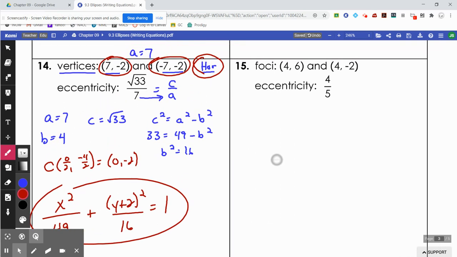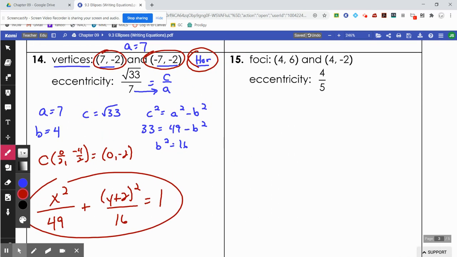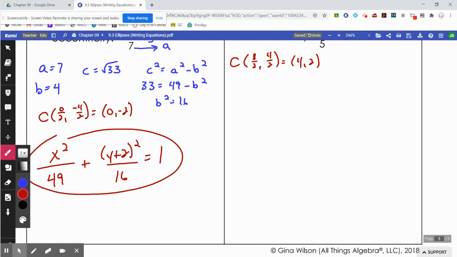And the last one gives you the foci. So let's use that to go ahead and find the center. The center of our ellipse: add your x's, divide by 2, add your y's, divide by 2. So the center is going to be located at (4, 2). So we could go ahead and say that my equation is going to be (x - 4) squared over something, plus (y - 2) squared over something, equals 1.